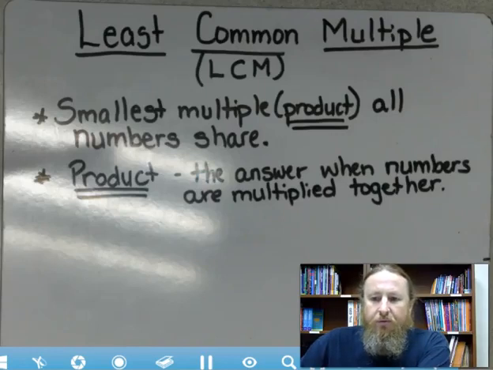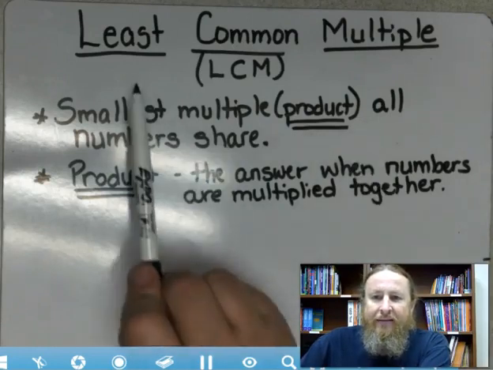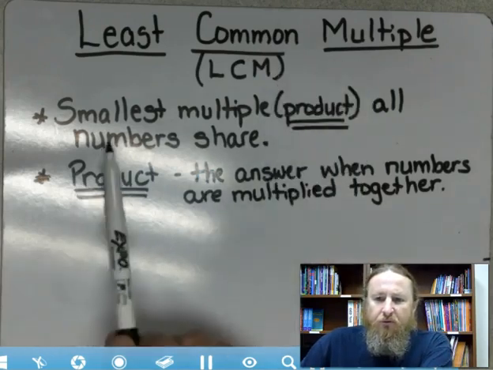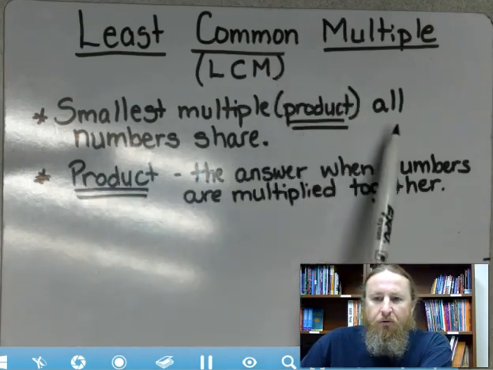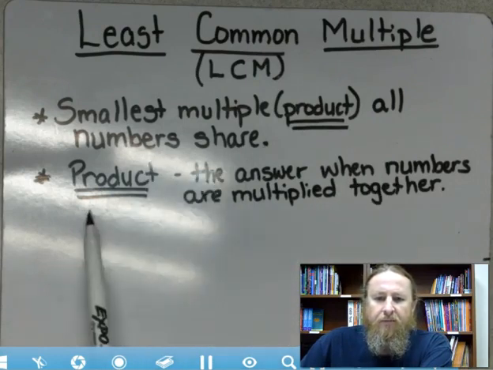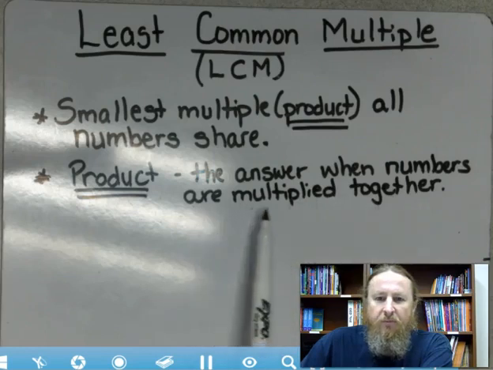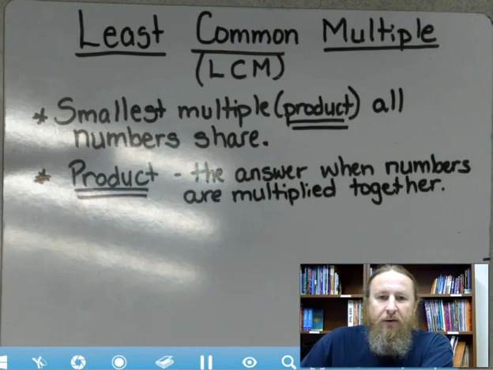This is Rob, one of your FSCJ Adult Education Academic Tutors, and in this video we are going to talk about the least common multiple. That is the smallest multiple or product that both or all numbers share. And remember, the product is the answer when numbers are multiplied together. We are going to find the least common multiple for 3 sets of numbers, so let's get going.